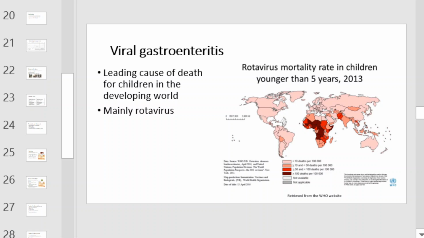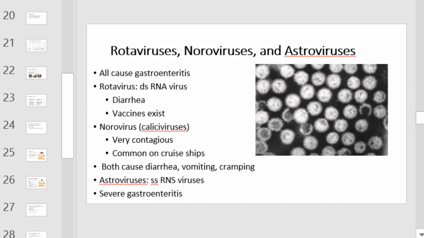Viral gastroenteritis is the leading cause of death for children in the developing world and is mainly caused by rotavirus. Rotavirus, norovirus, and astrovirus are all viruses that cause gastroenteritis. Rotavirus is an RNA virus that causes diarrhea. Vaccines do exist to prevent its infection. Norovirus is very contagious and common on cruise ships. Both cause diarrhea, vomiting, and cramping. Astrovirus is an RNA virus and causes severe gastroenteritis.